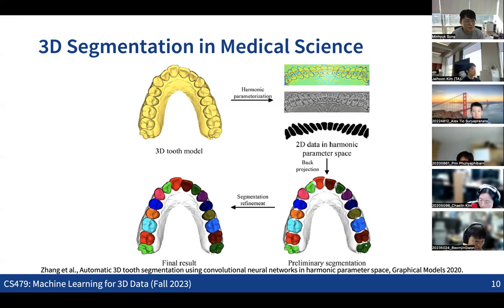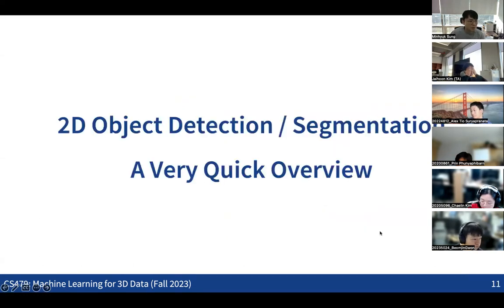So as you can see, 3D object detection and segmentation are basically very fundamental tasks in many applications. And the question is how we can approach these big problems. For that, we are going to first see how people try to solve this problem for the 2D image case. So this will be a very quick overview of 2D object detection and segmentation, especially for people who took computer vision, AI, or deep learning courses. This might be very fundamental.